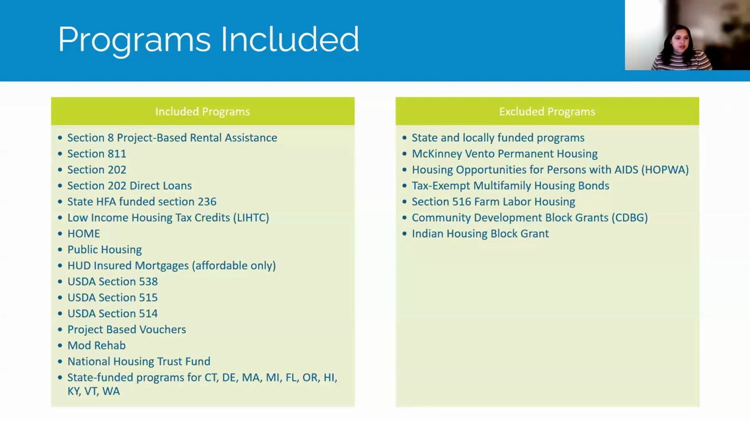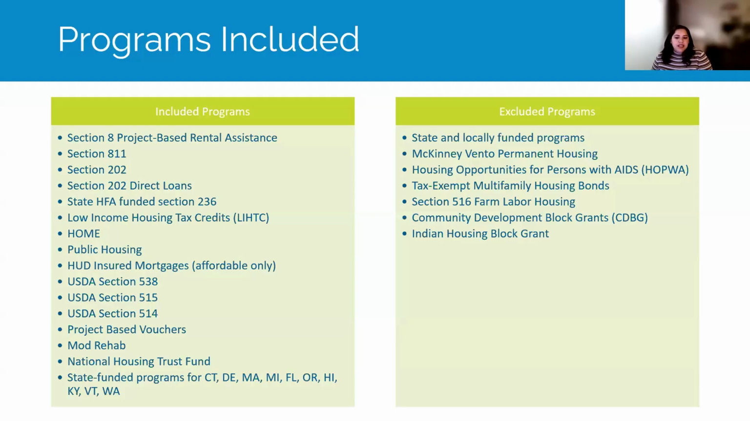And now I'm going to switch gears a little bit and review which federal programs are actually included in the database. Currently, we have data from 15 different programs in the NHPD. They are Section 8 project-based rental assistance, Section 811, Section 202 and 202 direct loans, the low-income housing tax credit, HOME, public housing, HUD-insured mortgages, USDA Section 538, 515, and 514, project-based vouchers, mod rehab, and state-funded programs for Connecticut, Delaware, Massachusetts, Minnesota, Florida, Oregon, Hawaii, Kentucky, Vermont, and Washington.